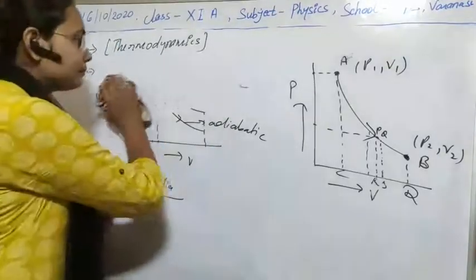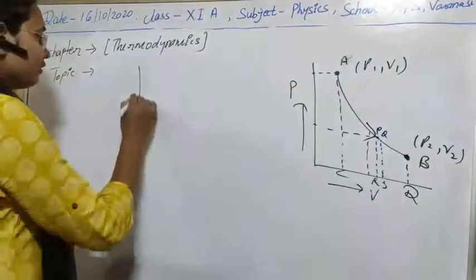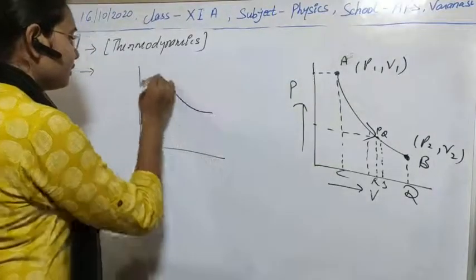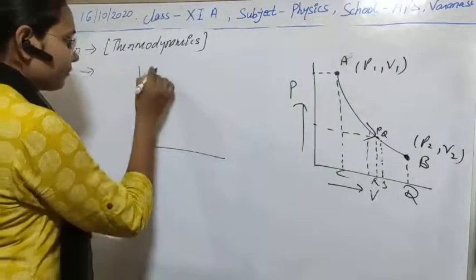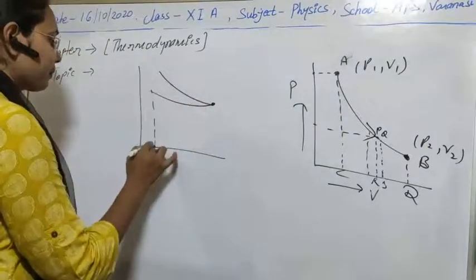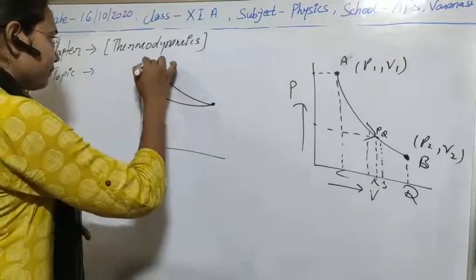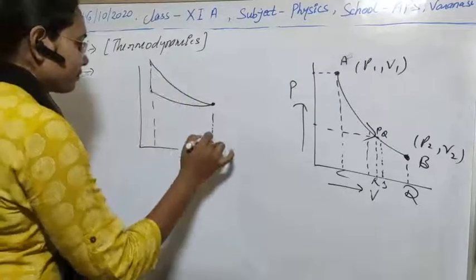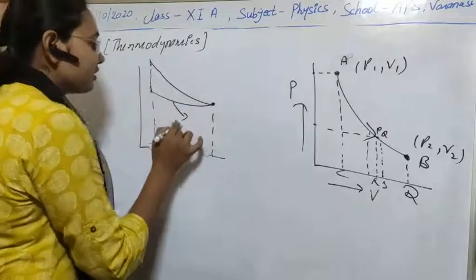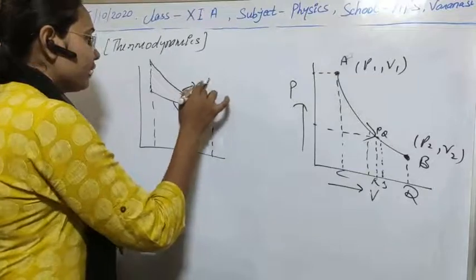Now again, in case of compression, the curve was like this. And in this process, this was the curve for isothermal and this was the curve for adiabatic.